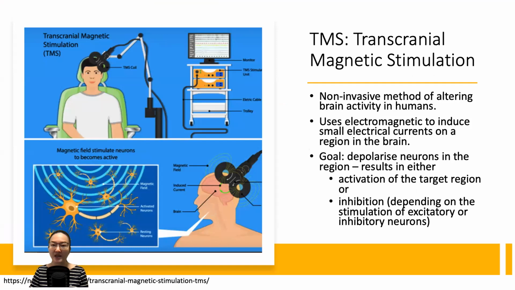Transcranial magnetic stimulation, or TMS, is a non-invasive method of altering brain activity in humans. It uses electromagnetic induction to create small electrical currents in a region of the brain. The goal is to depolarize neurons in the region, which results in either activation of the target region or inhibition, depending on the stimulation of excitatory or inhibitory neurons.